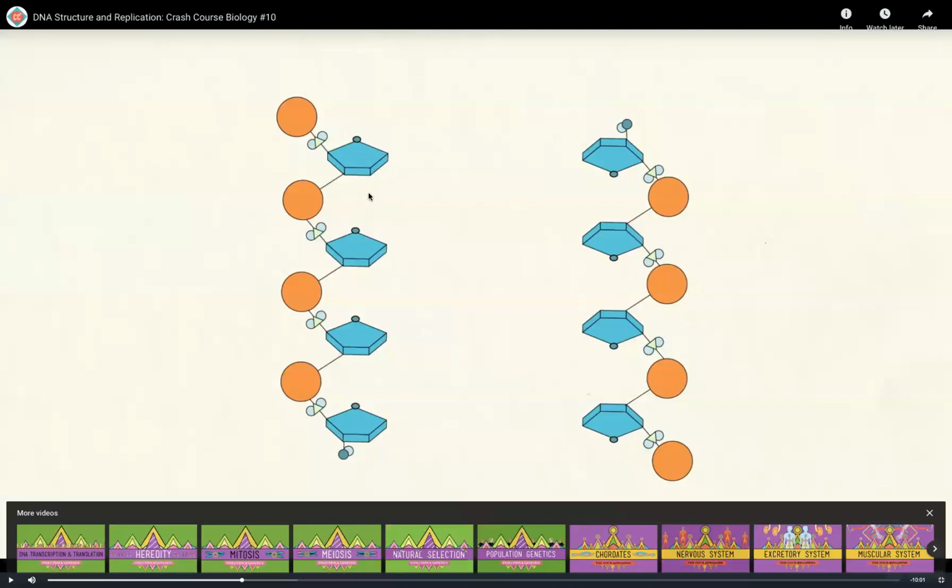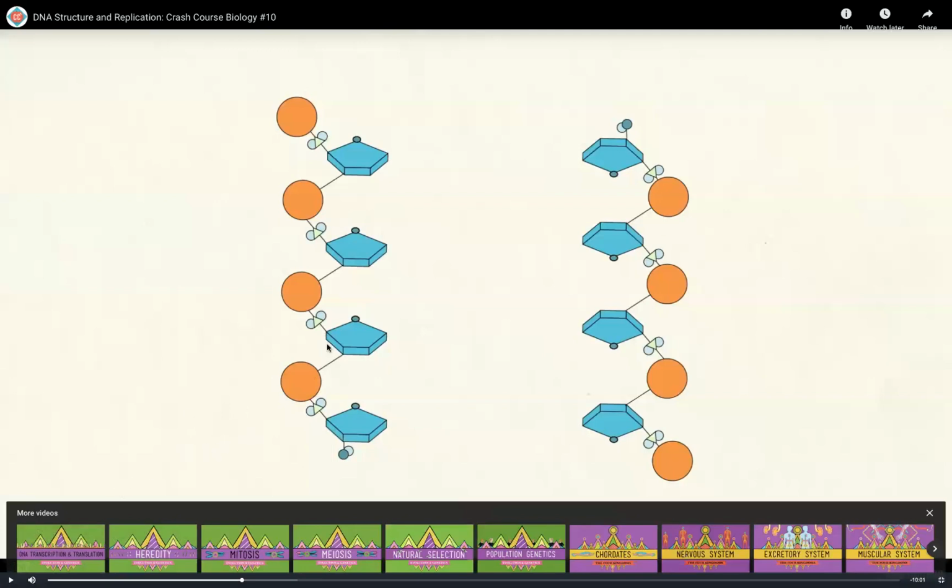Now, these are like rungs on the ladder. So they call this thing, the 5-carbon sugar, part of what they call the backbone. And if you'll notice, and they're going to mention this in the video shortly, you see how the little oxygens are facing up one way, and the other little oxygens are facing down in another way. And remember that, because that's important in a moment.